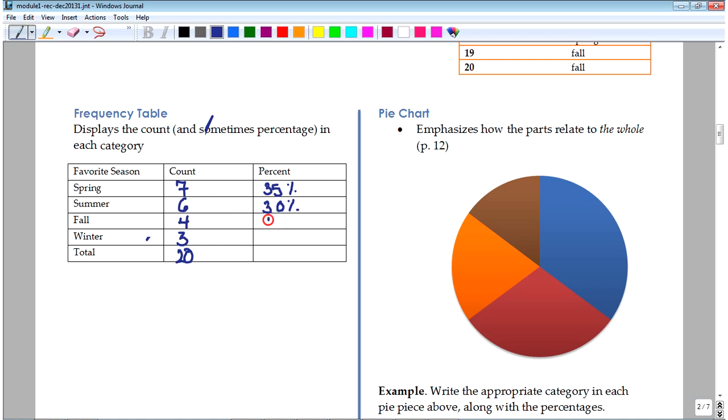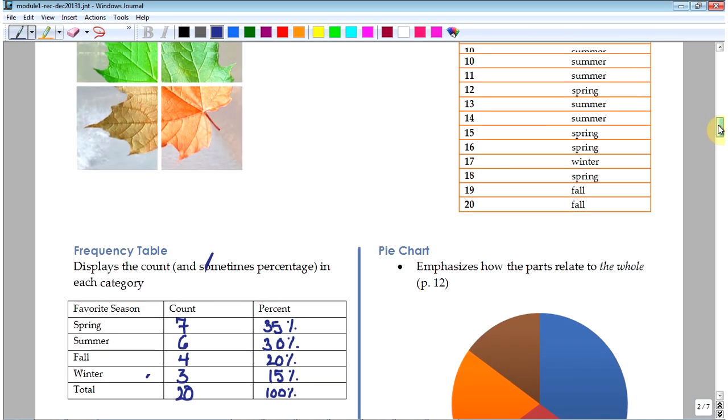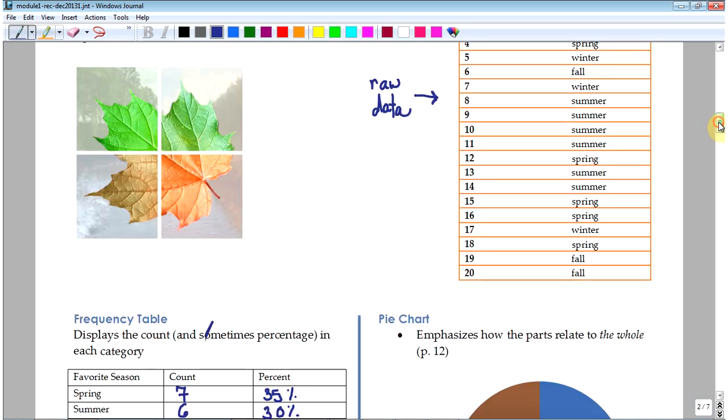4 out of 20 is 20%. 3 out of 20 is 15%. And 20 was the number in our sample, so 20 out of 20 means we got our total of 100%. So you can see that this frequency table is a lot easier to view and get a sense of what people in the sample said rather than looking at the raw data.